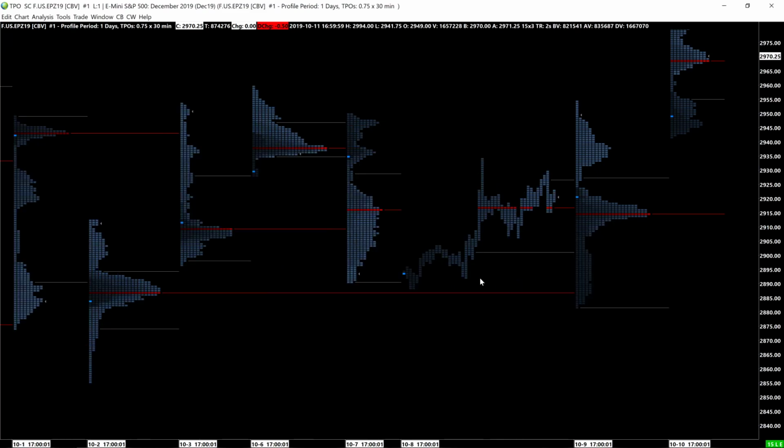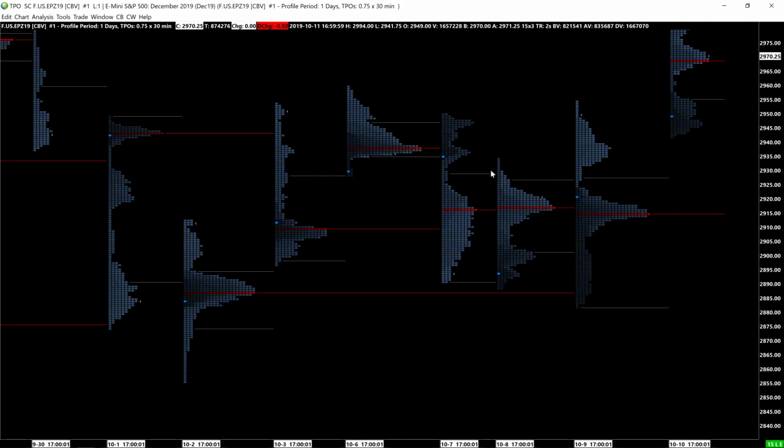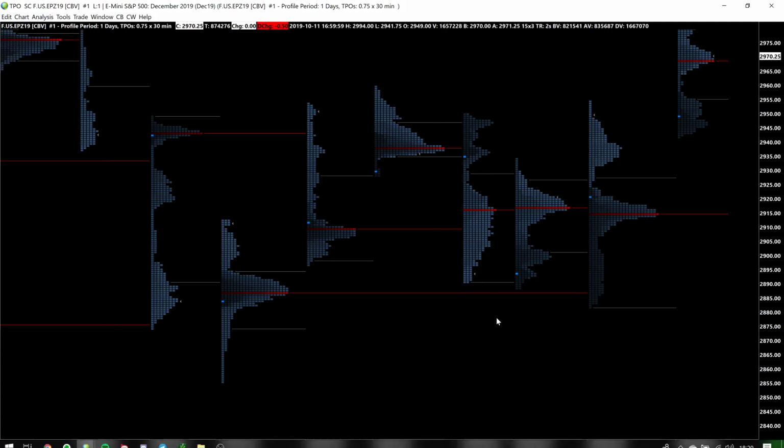So if I split it up, you can see we opened here, spent 30 minutes puttering around, and then we pushed up, came down, pushed up, tested a high, failed, stayed rotational for a while, and then closed within the prior day's value area. These gray lines, what I mean by value area, it's simply 70% of where we spent time. So 70% of that session was spent in this distribution.